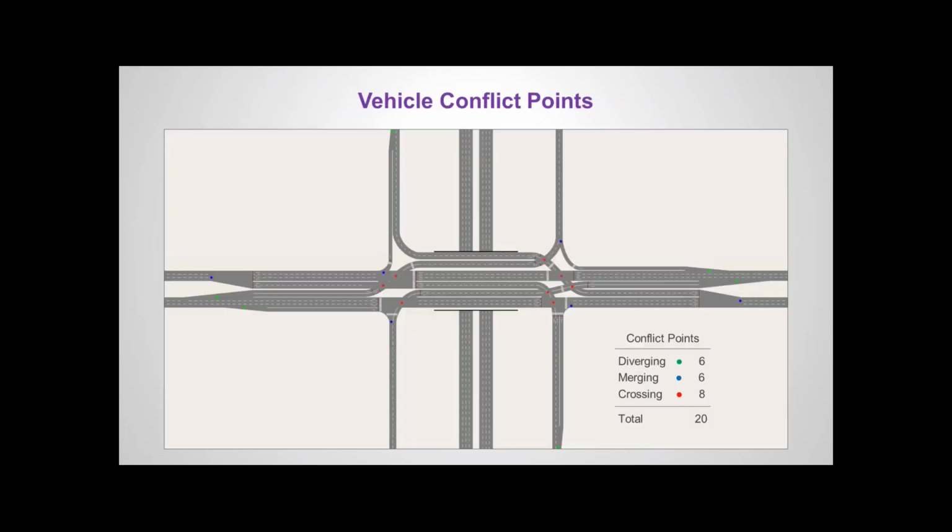Of course, here are the vehicle conflict points of the displaced DDI. It has a total of 20 conflict points. Here, 6 diverging, 6 merging, and 8 crossing. This is just a preliminary safety analysis. Of course, the main purpose of this study wasn't to do safety, but it's a preliminary and quick safety analysis, so I chose to include that.